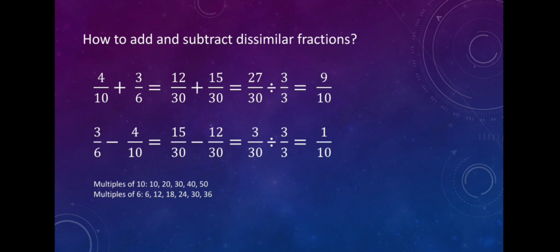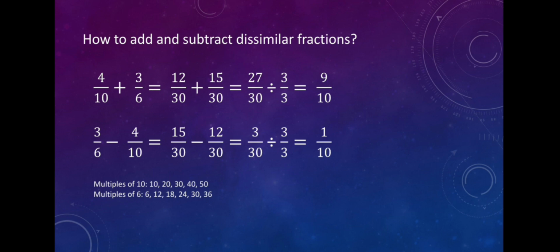27 over 30. 27 over 30 is not yet in its lowest term. So we divide it by their greatest common factor, which is 3. 27 divided by 3 is 9. 30 divided by 3 is 10. 9 over 10. 9 over 10 is a fraction in its lowest terms. So therefore, 9 over 10 is the answer.